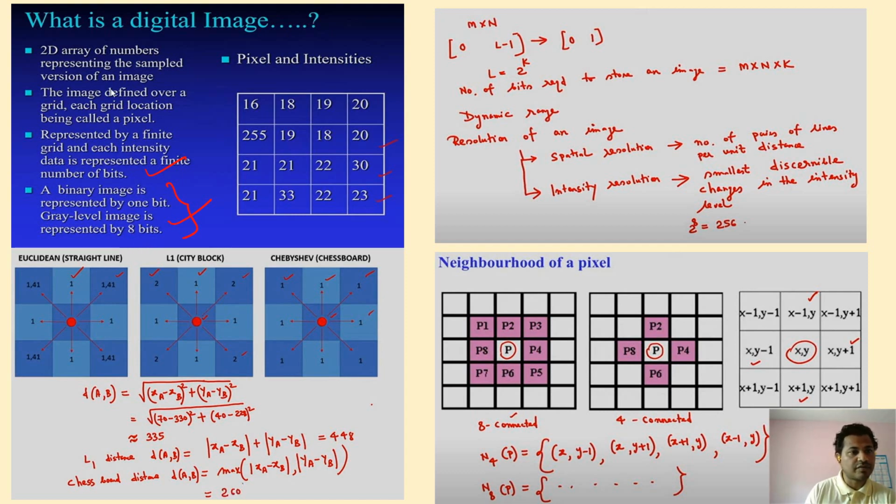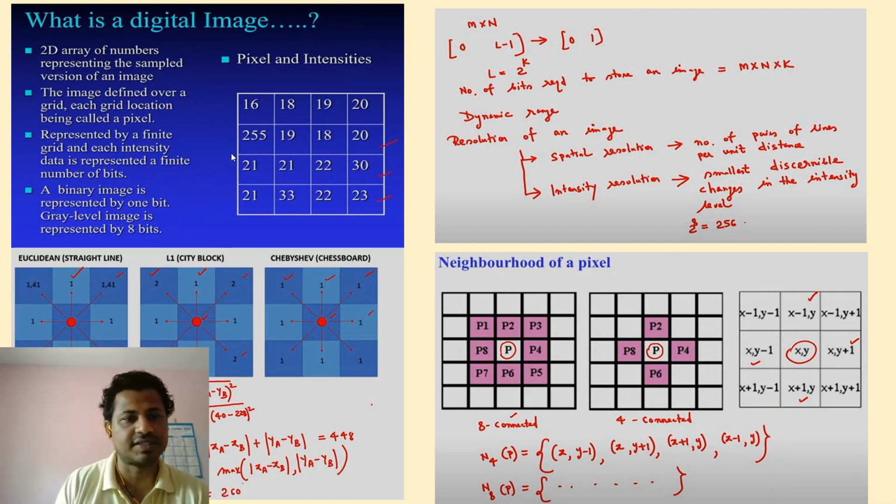So while we talk about a 2D array of numbers representing a sampled version of an image, it is defined over a grid, each grid location being called a pixel. Each grid is basically called a pixel, represented by a finite grid, and related to this grid there is certain intensity data. Each intensity data is represented by a finite number of bits. A binary image is one which is represented by 1 bit. Gray level is represented by 8 bits.